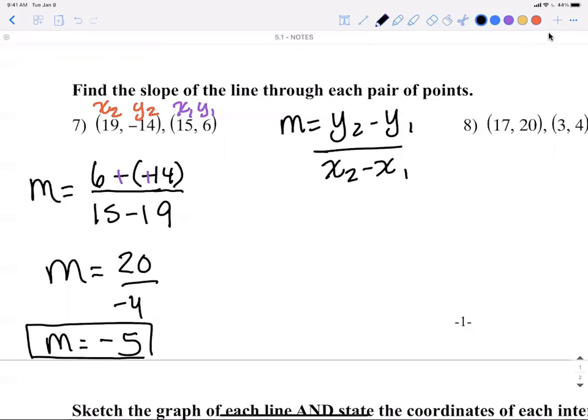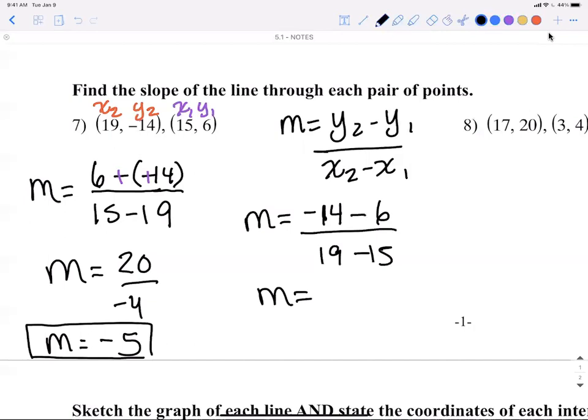And here's why. So if I fill in my equation here, m equals, now I'm going to do Y2 minus Y1. In this instance, now my Y2 is -14. So Y2 minus Y1, okay, -14 minus 6. And then on the bottom, I've got X2, which in this case is 19, minus 15.